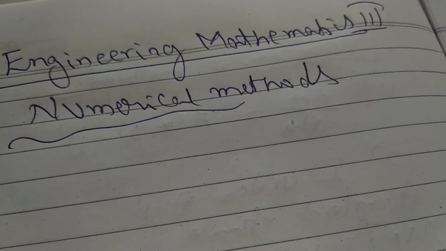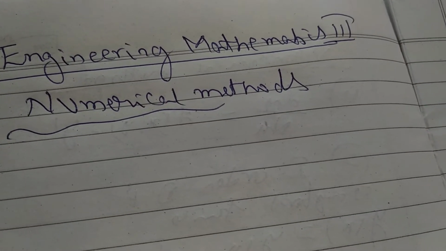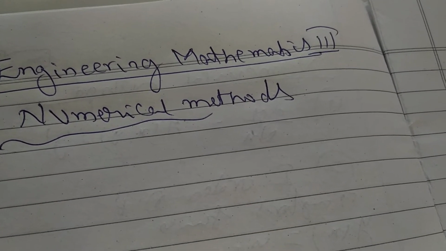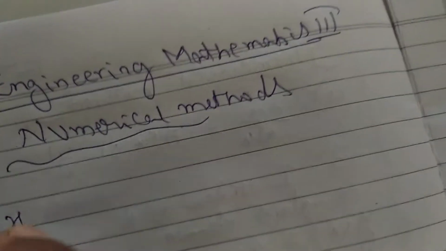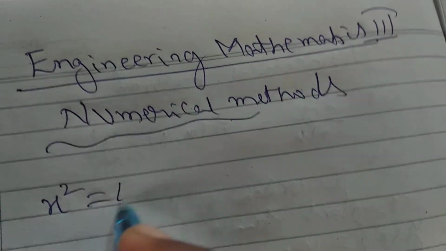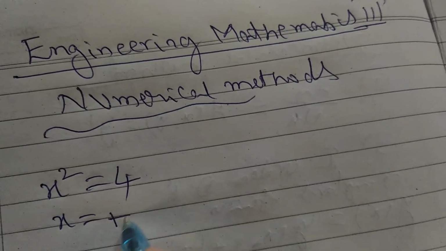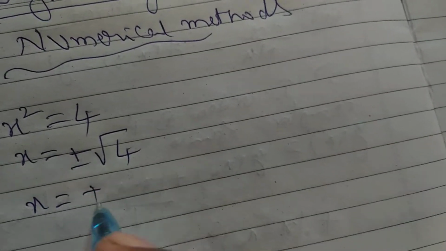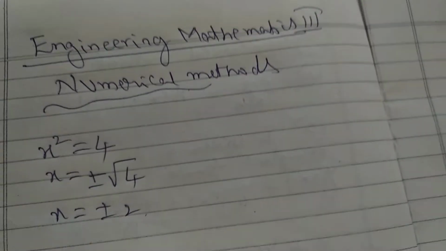Numerical methods are used in different fields, such as physics, electronics, mechanical engineering and others. You already know how to solve certain equations. For example, suppose x squared is equal to 4. How to solve this equation? x squared is equal to 4, so x is equal to plus or minus root 4, that is, x is equal to plus or minus 2 is the solution. This is an analytic method.